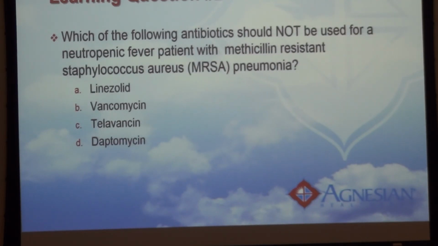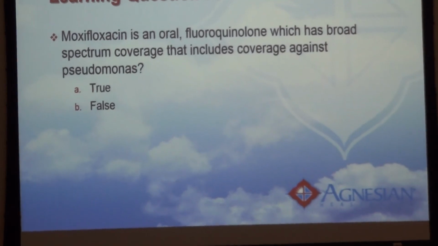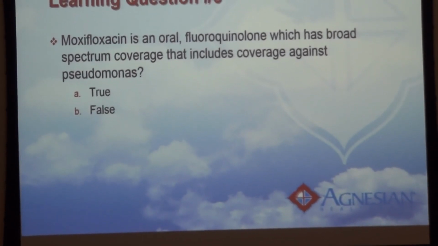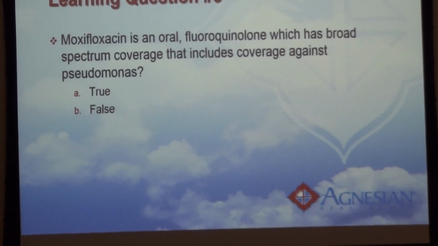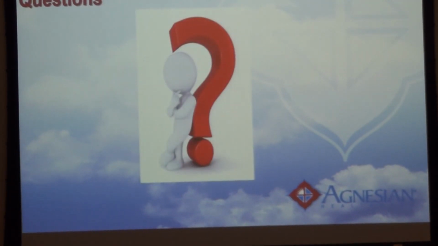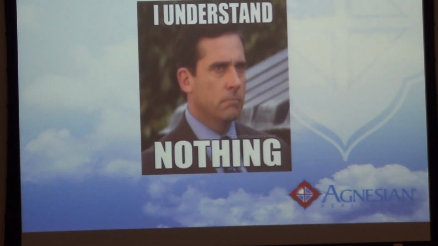Number 2, which should not be used for MRSA pneumonia, and that one is dapto, gets inactivated by lung surfactant. Probably shouldn't use telavancin either, but it would cover it. Again, that's an ID thing. And then 3, moxifloxacin. It does not cover against Pseudomonas. Only ciprofloxacin and levofloxacin do. Questions?